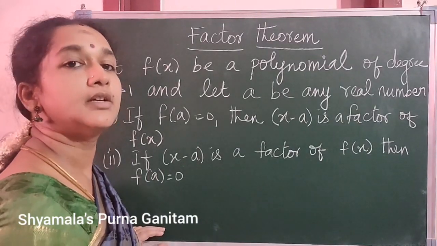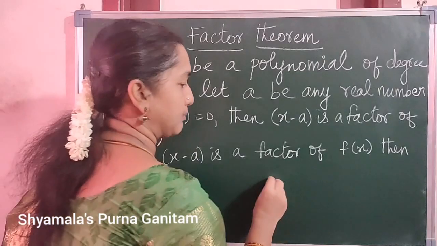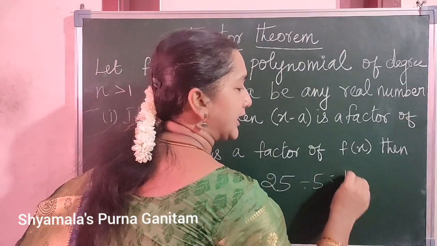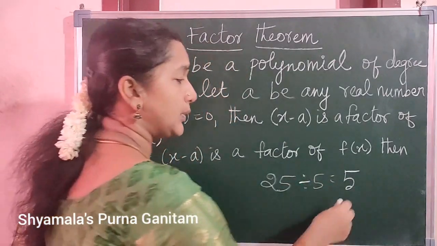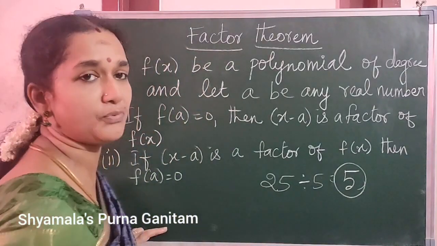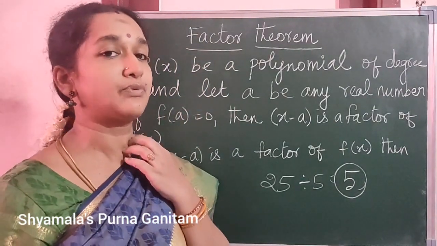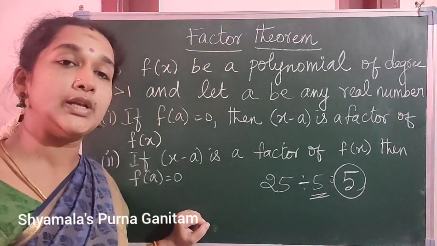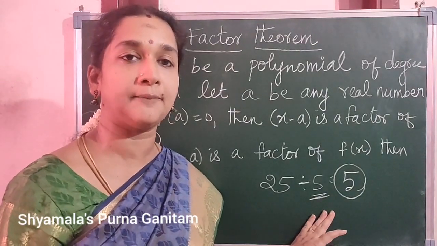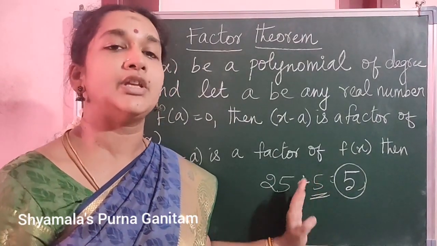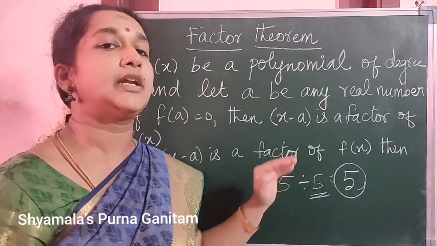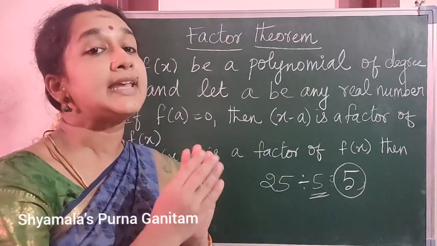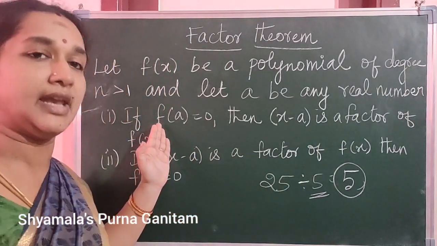When will we say that one number is a factor of another? For example, if we take 25, when you divide 25 by 5, we get the answer 5. So we say this 5 is a factor of 25. How do we say that this 5 is a factor? It is exactly divisible. When you divide 25 by 5, we get the quotient 5 and the remainder 0. That is exactly divisible.